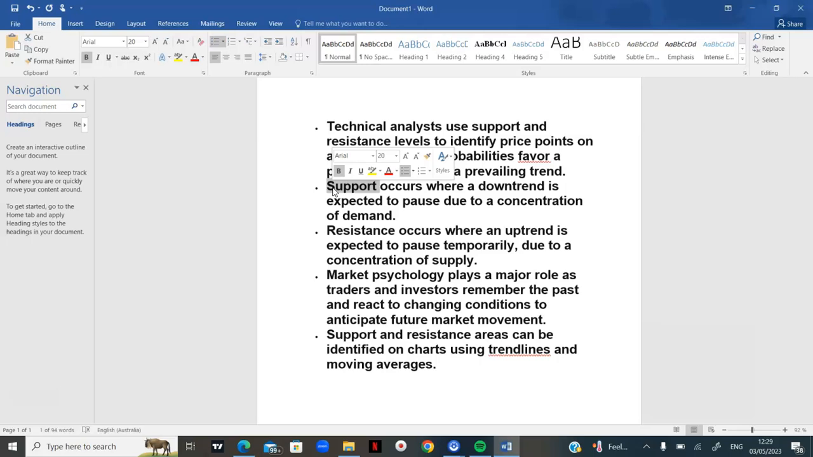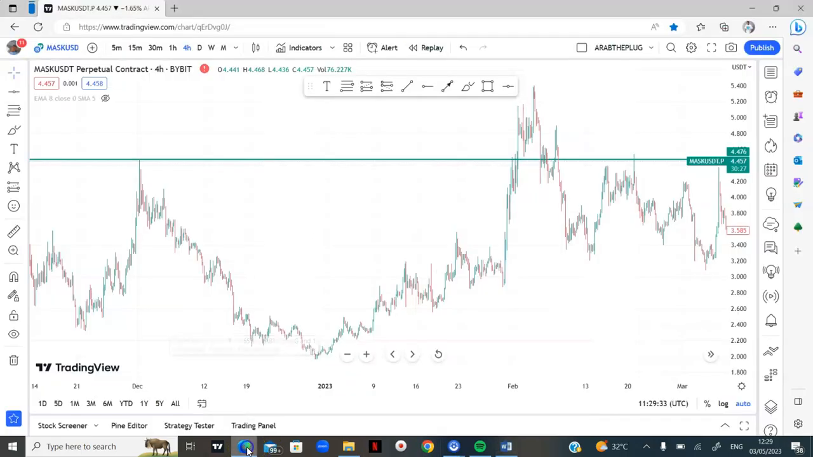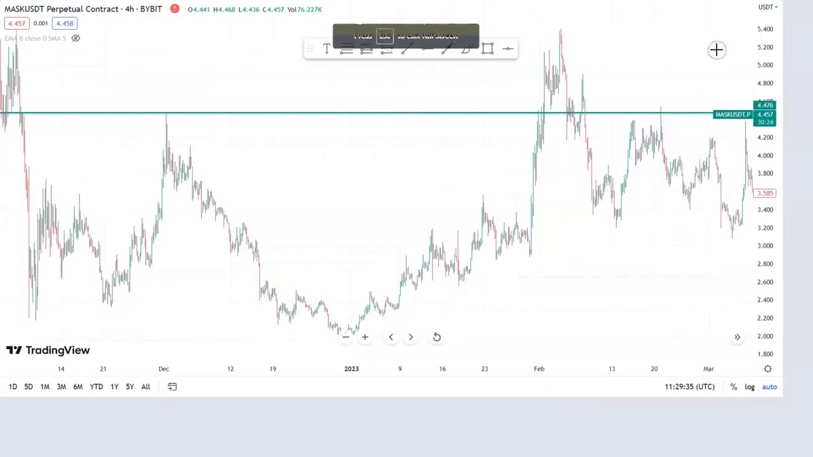So when the market is going down and it hits an area where a lot of people are willing to buy, that's an area of demand, and we say that's an area of support, because that place is going to support the price and the price is going to push up. Resistance occurs where an uptrend is expected to pause temporarily due to a concentration of supply. We say an area is an area of resistance when price reaches it and bounces back to the downside. So that's the meaning of support and resistance. Let's go on our chart and explain more.